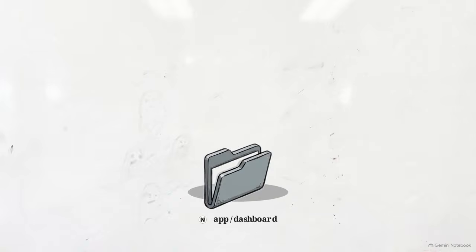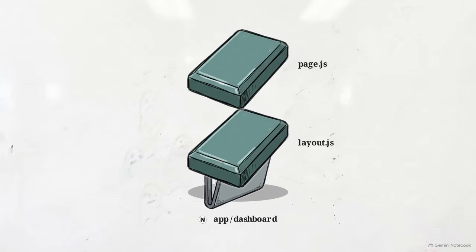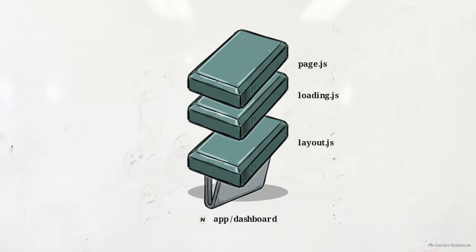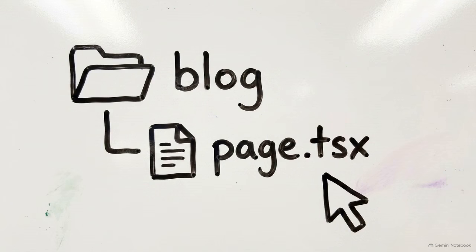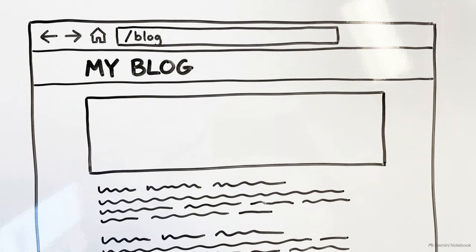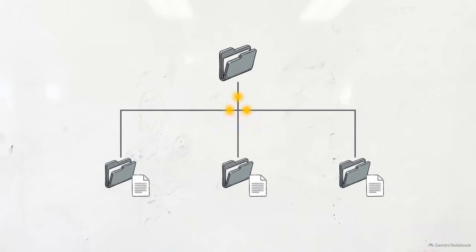This diagram shows the 7 reserved file names that dictate a route's behavior. Page holds your unique content, and layout creates a shared wrapper, like a navigation bar. Loading instantly creates a skeleton state, and error catches crashes to keep your app running. To prove it, we drop a page.tsx file into our blog folder, export a simple React component, and the browser instantly renders the route. By baking the architecture right into the directory tree, you remove the need for massive, fragile routing files. The file system itself acts as your single source of truth.